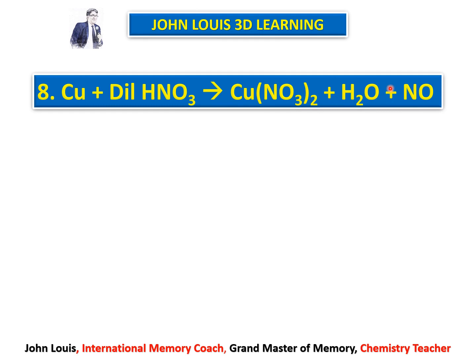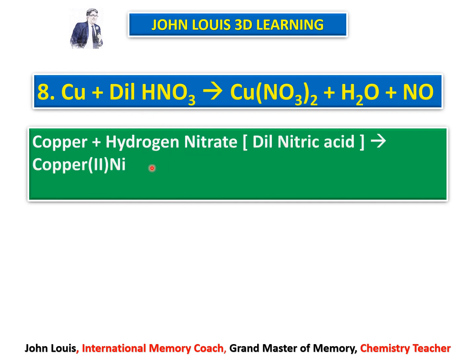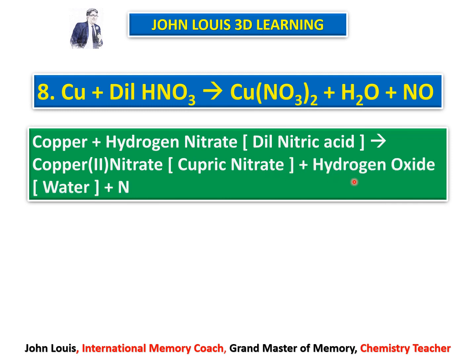H2O is water. NO is nitrogen monoxide, because there is only one oxygen. Therefore, what is the answer? Copper plus dilute nitric acid or hydrogen nitrate gives copper 2 nitrate or cupric nitrate plus hydrogen oxide or water plus nitrogen monoxide.